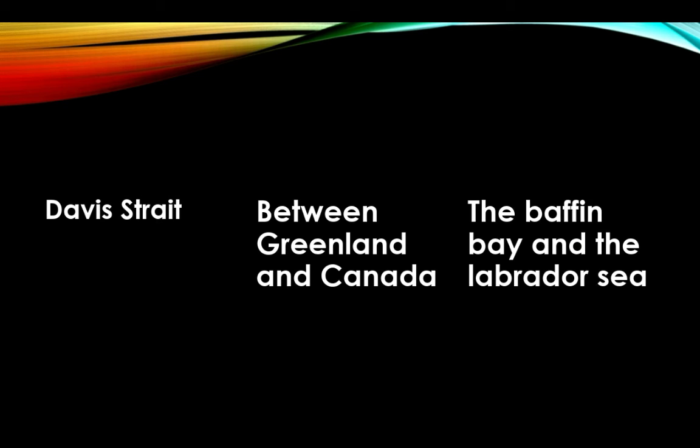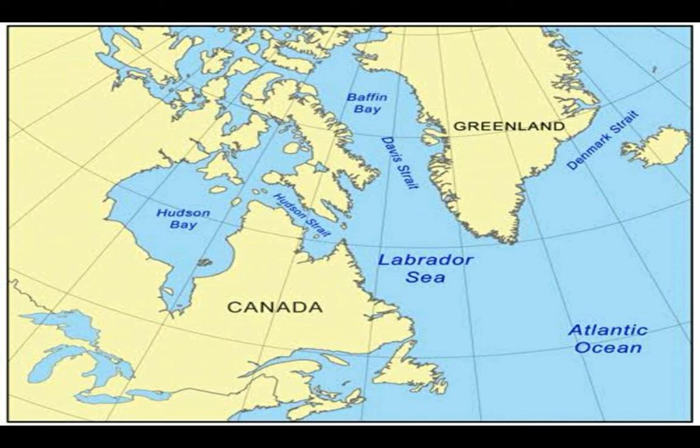Davis Strait between Greenland and Canada. The water bodies connected by this strait are Baffin Bay and the Labrador Sea. Let's see on the map. We can see in the north near Greenland we have Baffin Bay, and below that we have Davis Strait, and this strait connects Baffin Bay with Labrador Sea, and Greenland is bordered by Canada in the west.